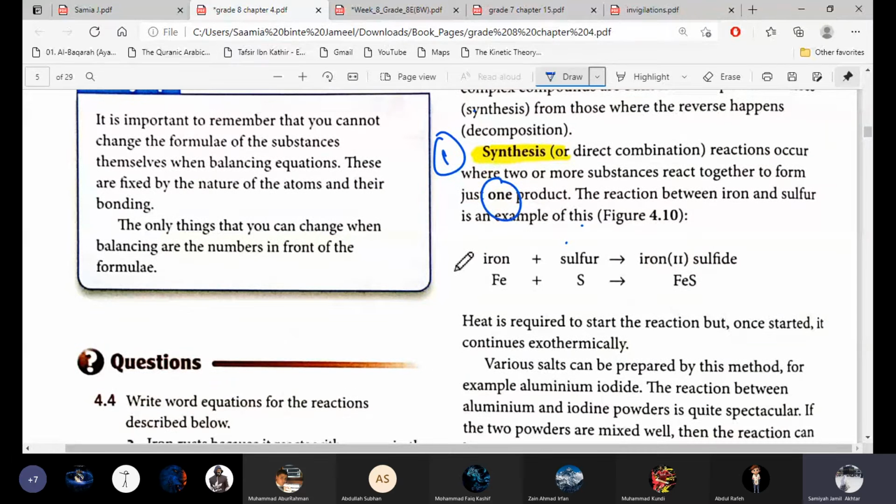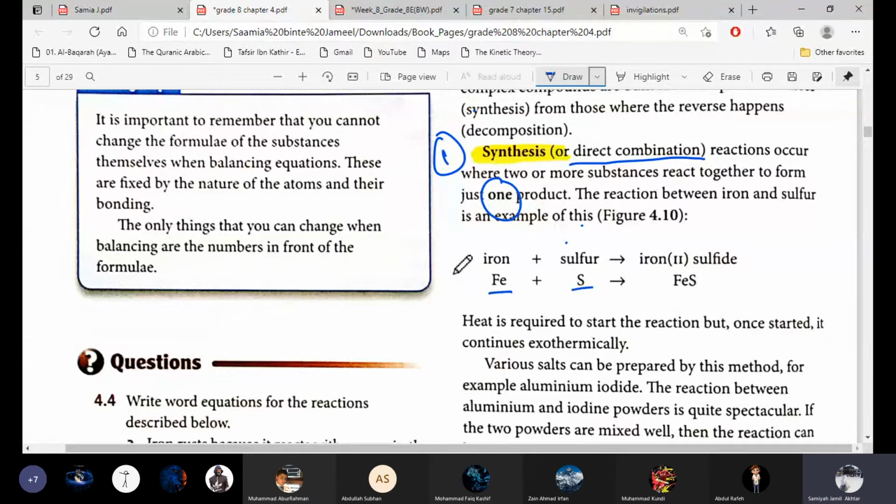Synthesis reactions are mostly exothermic and they produce only one product. But there are some synthesis reactions which produce more than one product. But the main product will be one in a synthesis reaction, and we will get byproducts also. It means side products in small amounts, but the main product will be one product. A synthesis reaction is also known as direct combination.